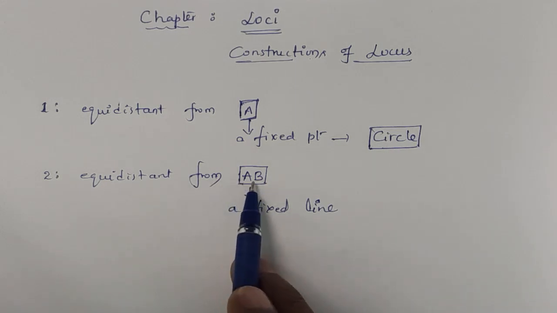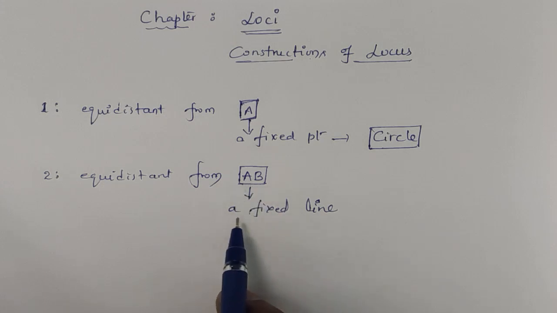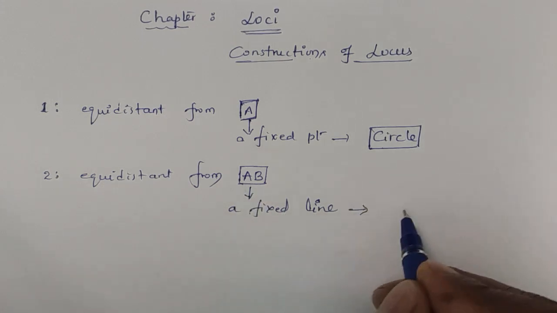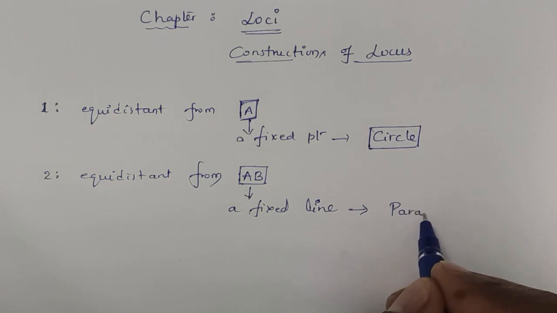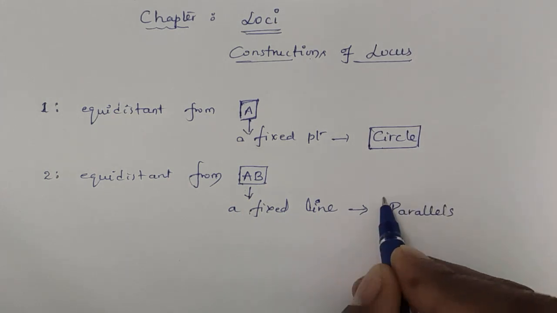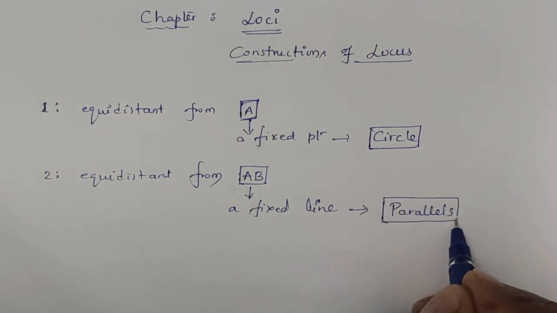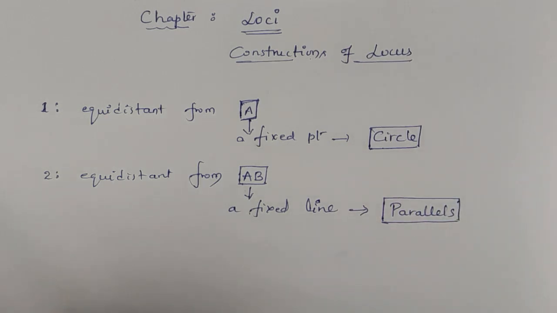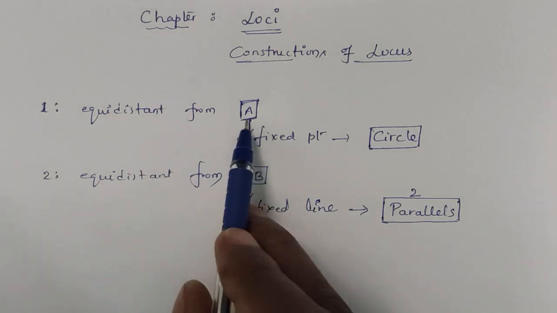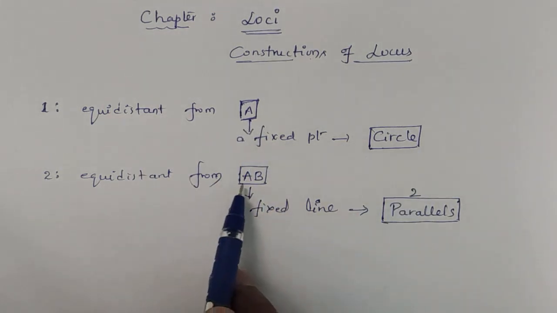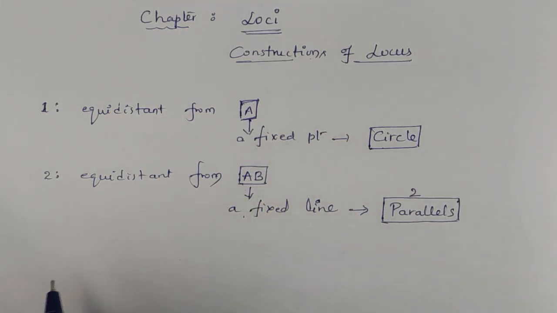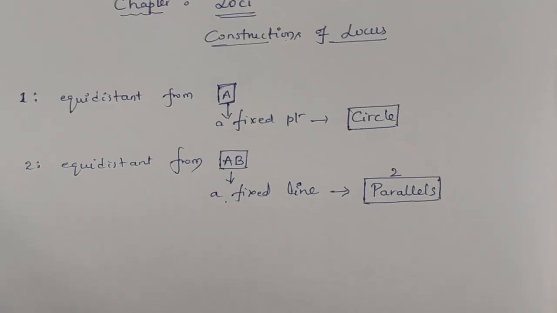Next, the second condition, AB. AB, two letters given together, is considered a line. AB is a line, so for a line the required locus is parallels. Two parallels you have to draw, above the fixed line and below the fixed line. First one is a fixed point: circle. Second one is a fixed line: parallels. We go to the third condition.